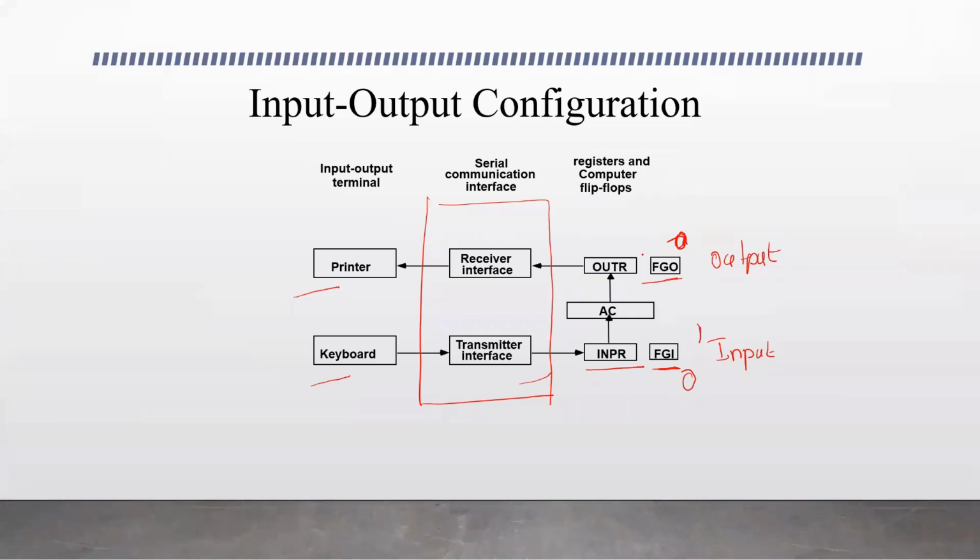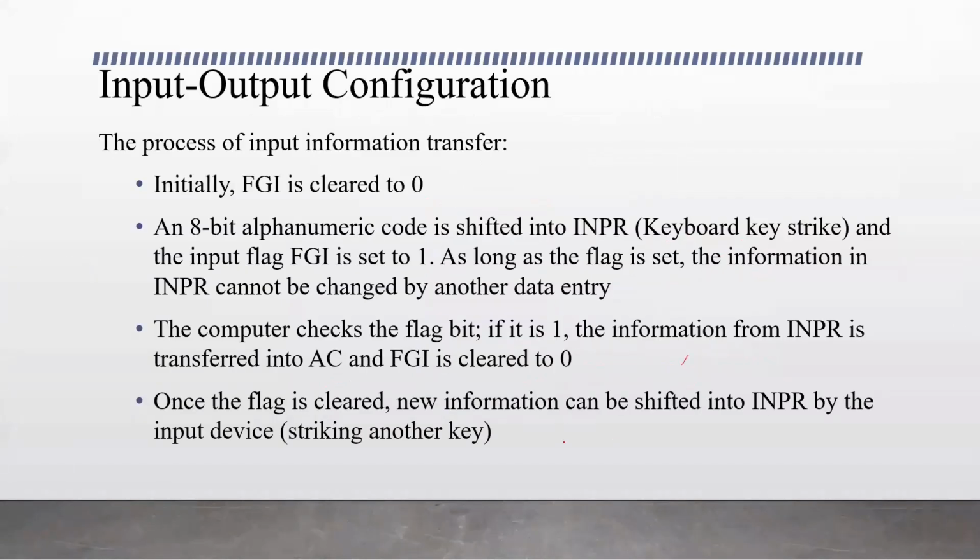Once the transmission from the output register to the printer is done, and the output is printed, FGO will be set back to 1. Again the transmission happens: the content of AC is transmitted to OUTR. This is how input output transmission is controlled using FGI and FGO. These steps are explained here.